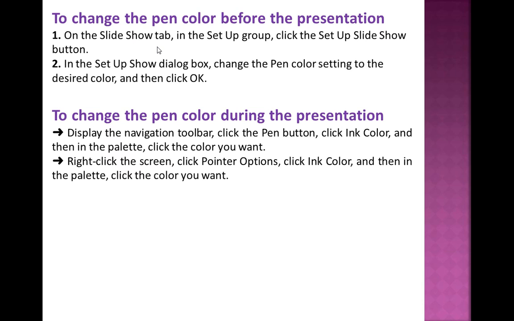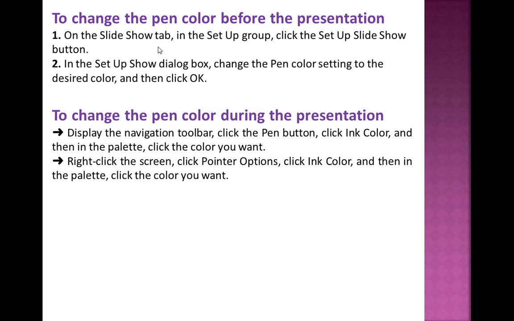Then how to change the pen color? Simply go to the Slide Show tab, in the Set Up group click the Set Up Slide Show button, and in the Set Up Show dialog box, change the pen color setting to the desired color and then click on the OK button. Means you can also change the pen color to any color. Then how to change the pen color during the presentation? First one is before the presentation, then during the presentation.